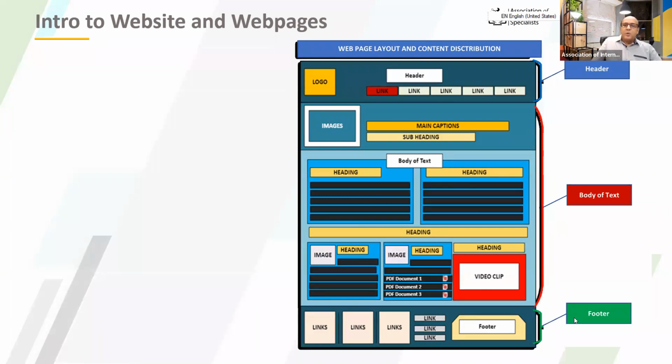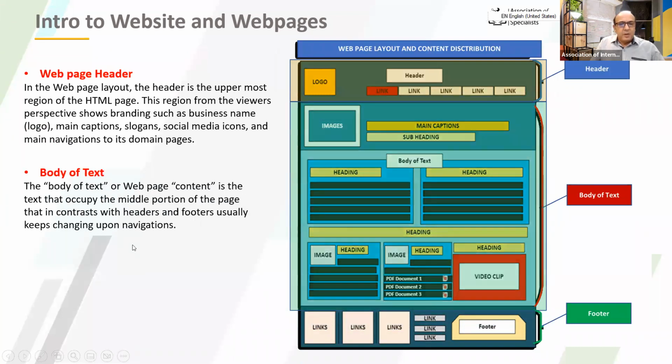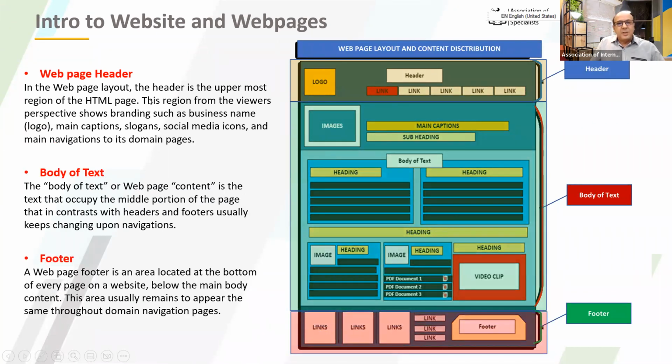The footer usually has URLs, and we're not worried much about URLs. We'll talk about it later. So there are 3 areas we need to be mindful of. Now, what is going to be on the left-hand side is just an explanation, a brief write-up of what the web header is about, what the body of text is, and what the footer is. So 3 portions. That's all you have to know, right?